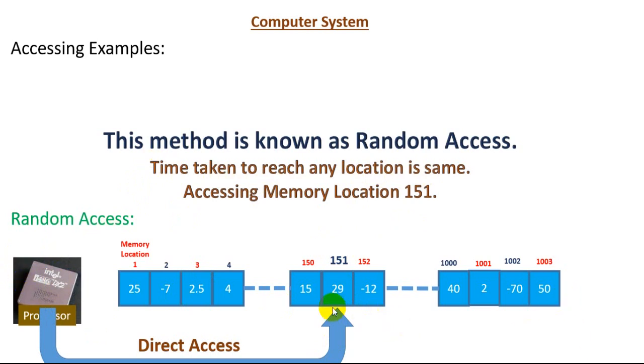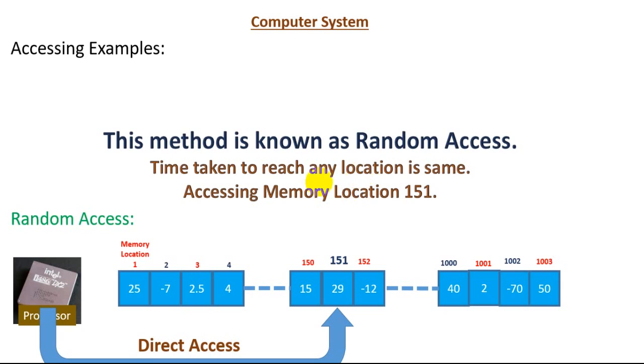So the time taken to reach 151 or to reach 1003 will be the same. It just goes there. So this kind of access is called random access. Now, even though we are talking about it as random access, this is the same method by which ROM is also accessed, because I told you ROM is also a random access memory in a way. Now they don't talk about it like that, but the processor can access the ROM also in this direct access method, same as accessing a RAM.